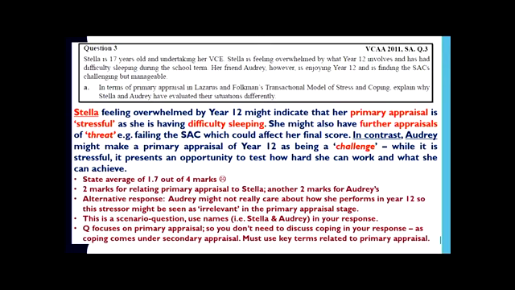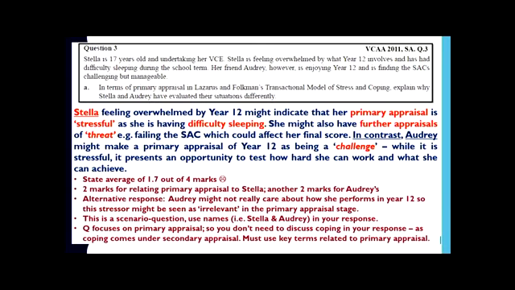So an alternative response we can use for Audrey is that Audrey might not really care about how she performs in Year 12, and so the stressor might be seen as irrelevant for her. So she doesn't go to the next stage of further appraisals. Like I said, you don't need to talk about secondary appraisal here.